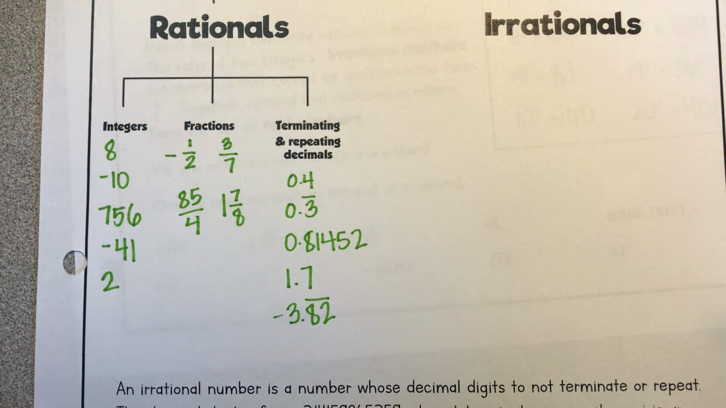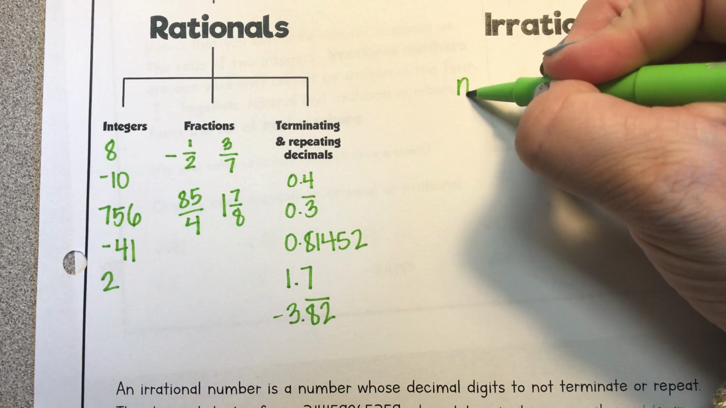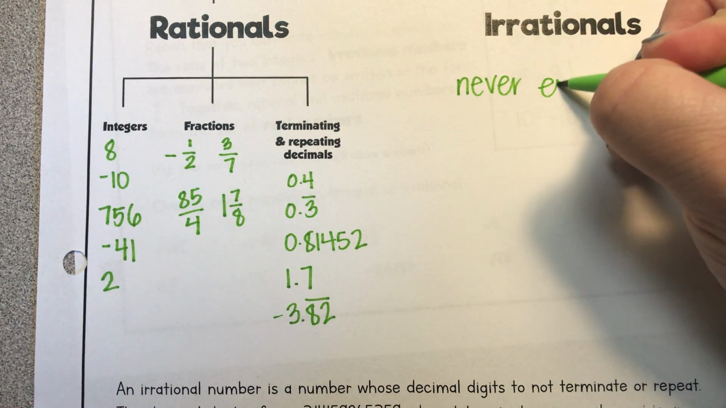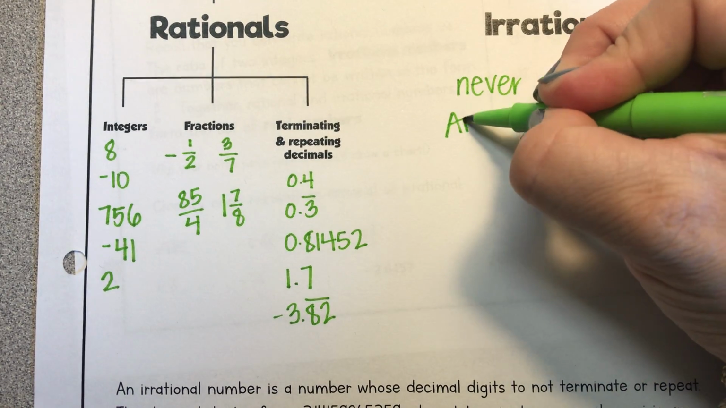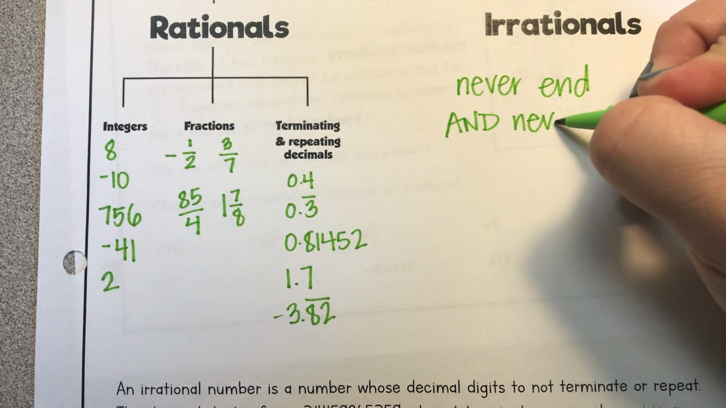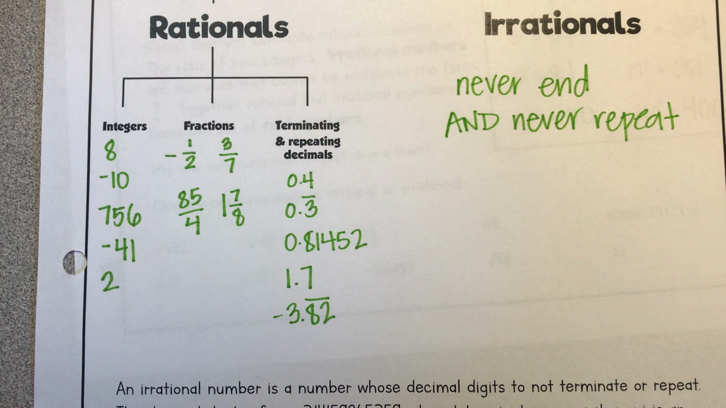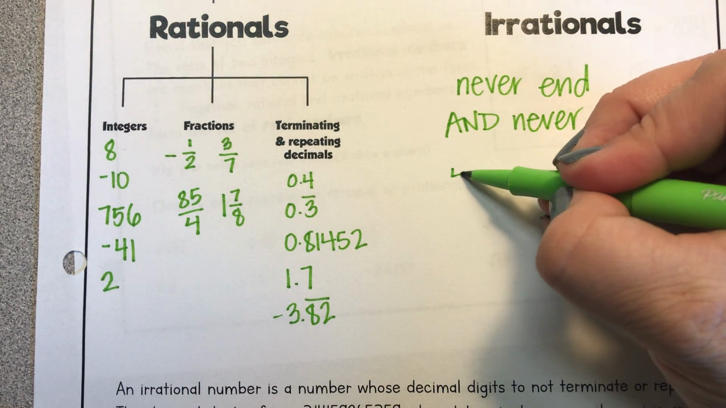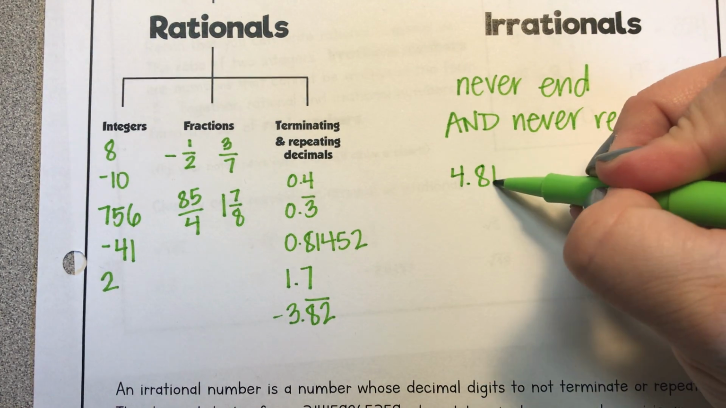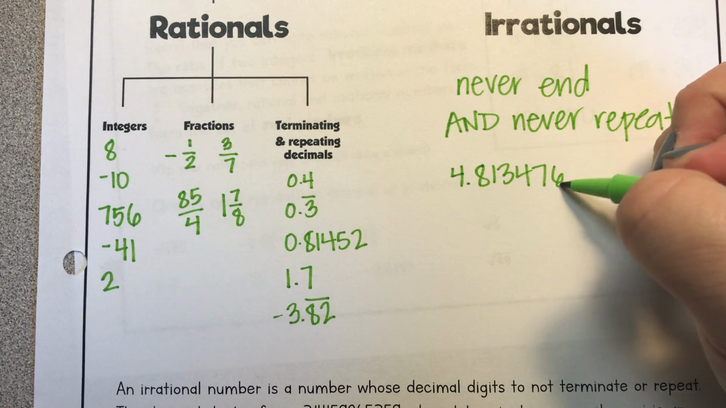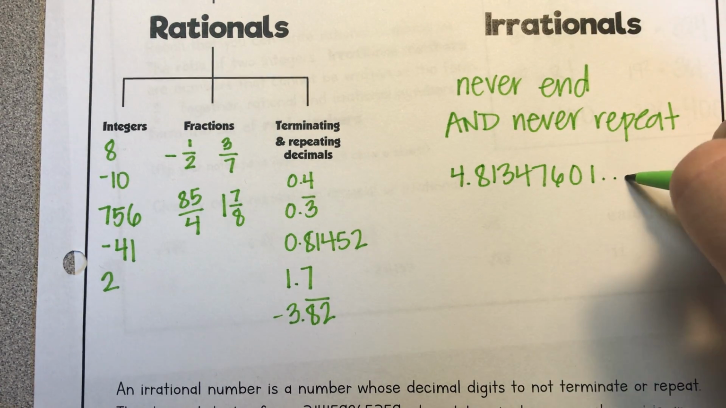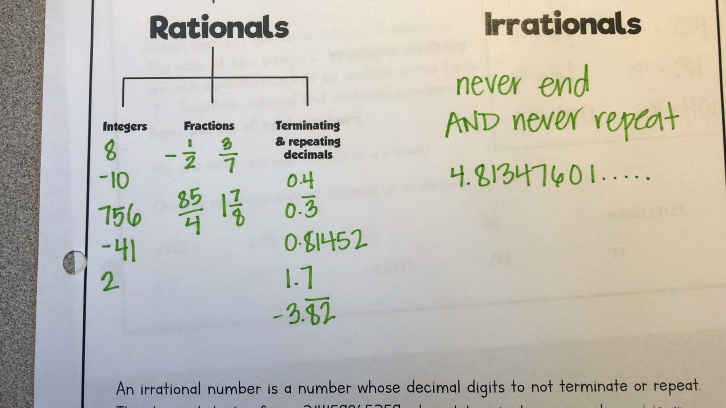What could irrational be? Well, irrational numbers are numbers that never end and never repeat. Okay, so never end and never repeat. So like 4.81347601 on. There's no repeating. It's never going to end. It's just this huge, long, never-ending decimal, kind of like pi.